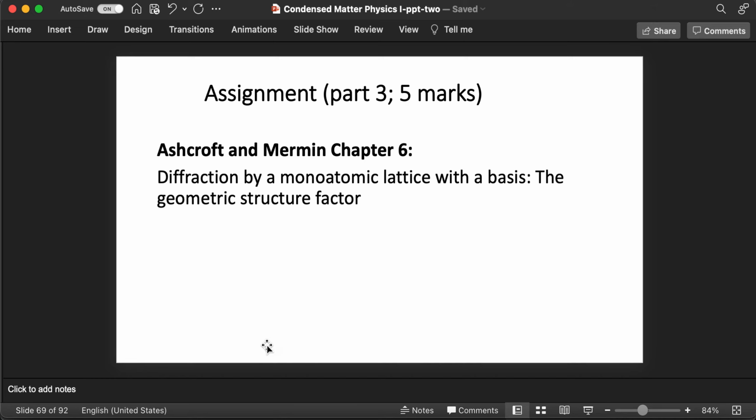Now, this is the third part of your assignment. Again, this is for 5 marks. So all the assignments are for 5 marks. I think I forgot to mention it before. In chapter 6 of Ashcroft and Mermin, I would like you to study the section on diffraction by a monatomic lattice with a basis, the geometric structure factor. I think that's the last section of the chapter. Finish that off, and study it, make notes, and those notes are your assignment. That constitutes 5 marks.